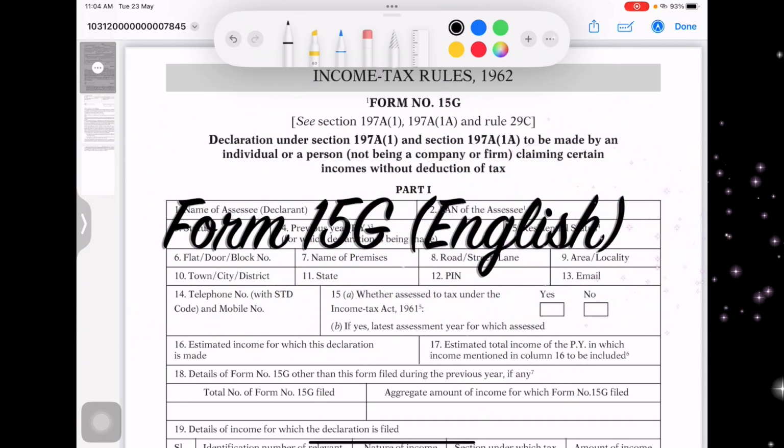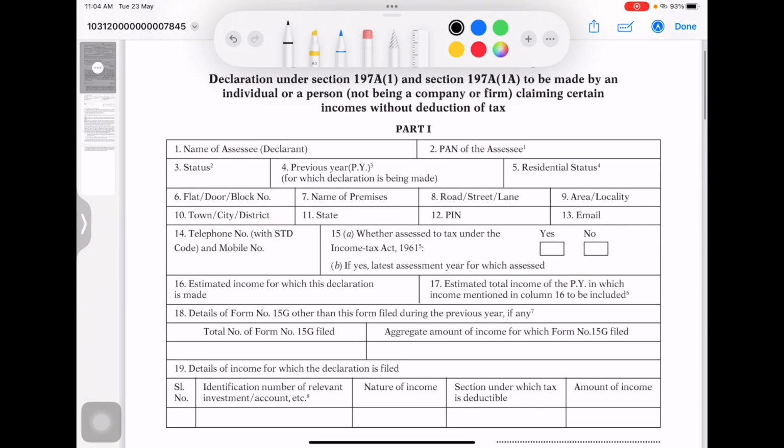So first of all, name of assessee, and like I always ask you to do, please fill your name in block letters, followed with your PAN card number. Status is going to be individual. Why? Because you are not a firm or a corporation.